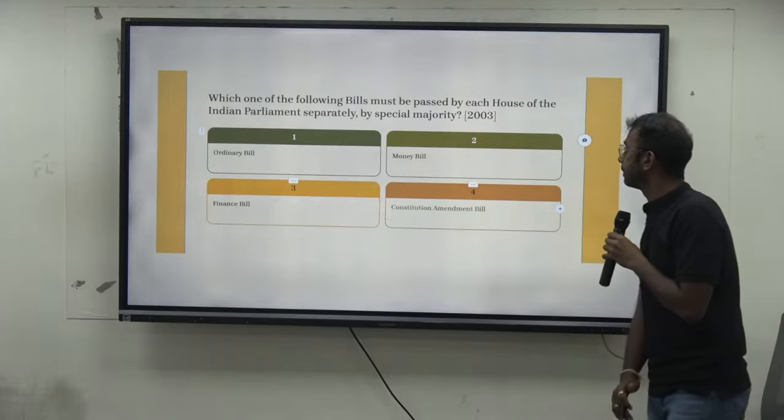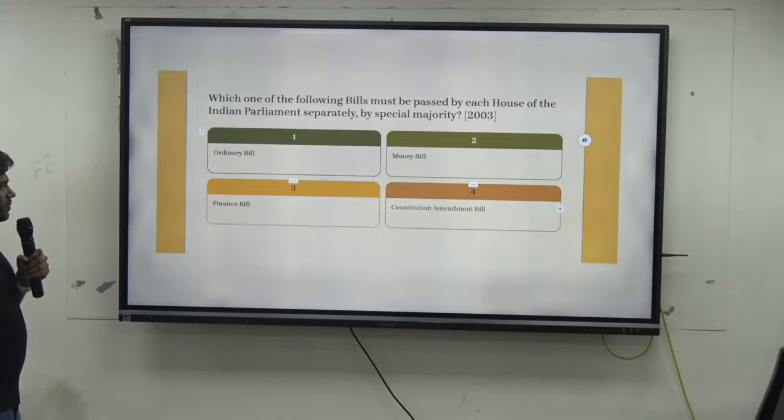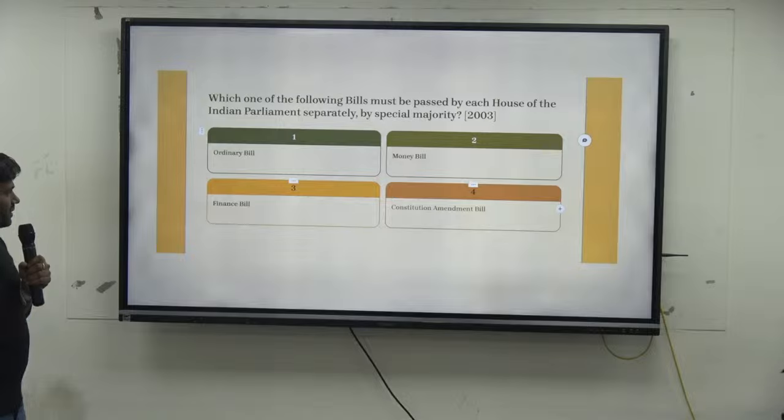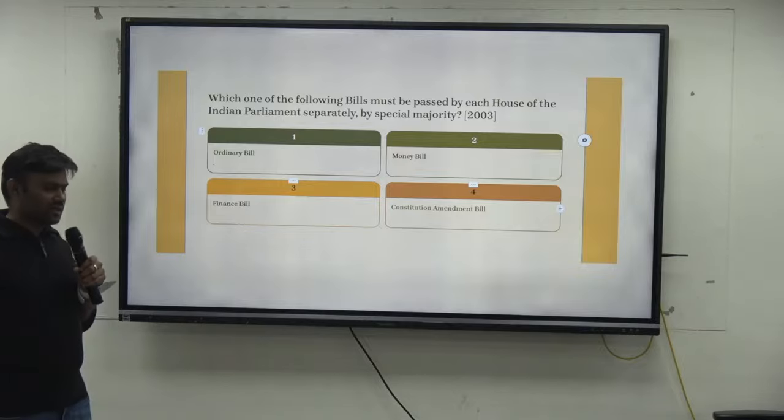Which of the following bills must be passed by each house of the Indian Parliament separately by special majority? Read all the options. Don't rush. Ordinary bill, money bill, finance bill, constitutional amendment bill. Constitutional amendment bill.